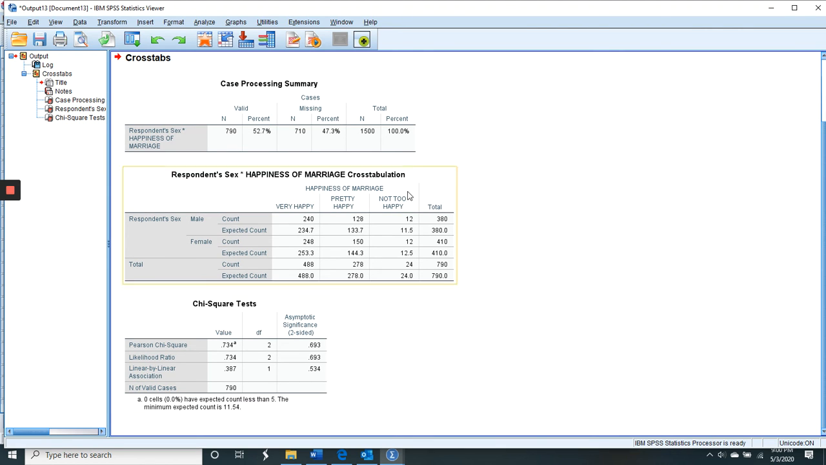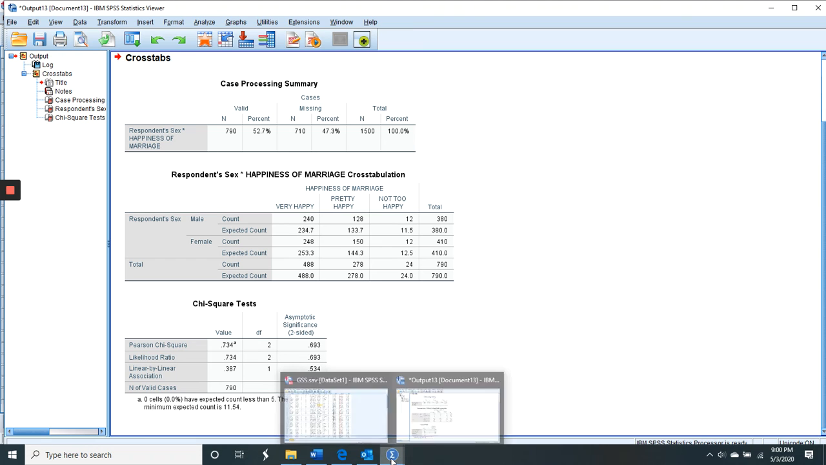And so I'm going to save this output for you. And I'm going to highlight here that, again, it dichotomizes male, female, gender. And then it looks at the happiness of one's marriage. And so there's very happy, pretty happy, and then not too happy. So you're going to ask the question about whether these things are related.